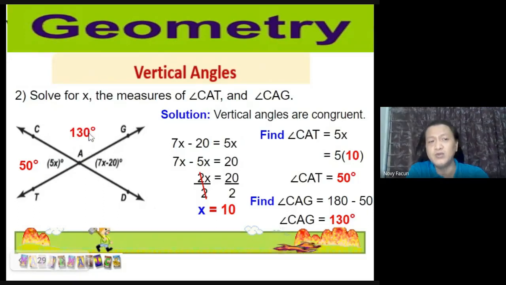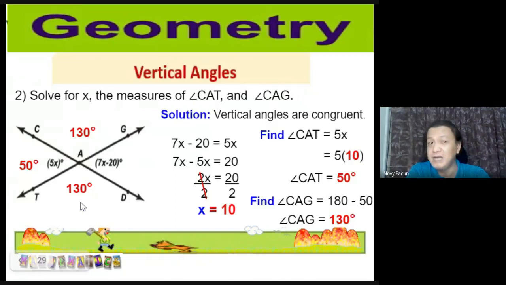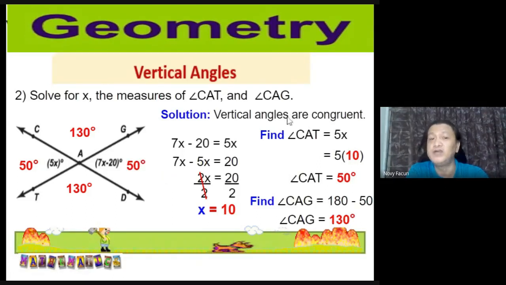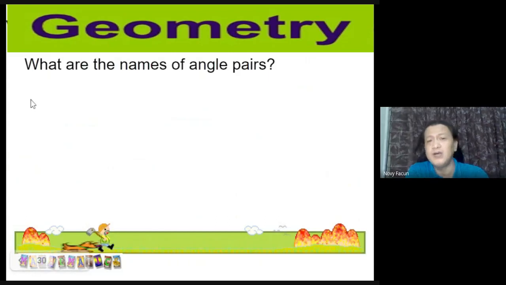Ibig sabihin, kung ito ay 130 si CAG, yung katapat niya ay 130 din because they are vertical angles. If this is 50, si angle CAT, yung katapat niya ay 50 degrees din. That is the concept of vertical angles. Okay, now let's sum up.